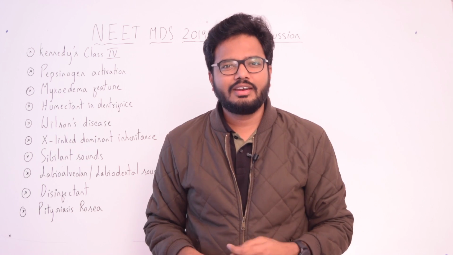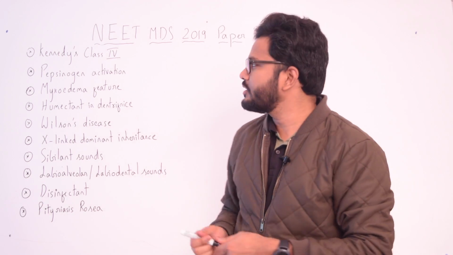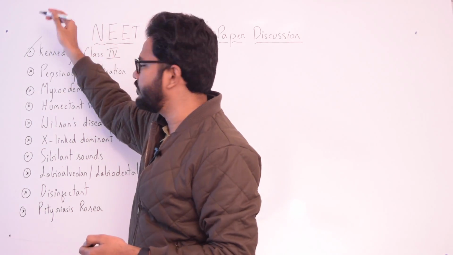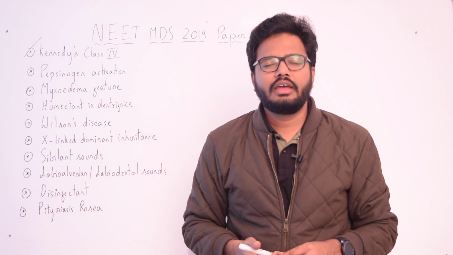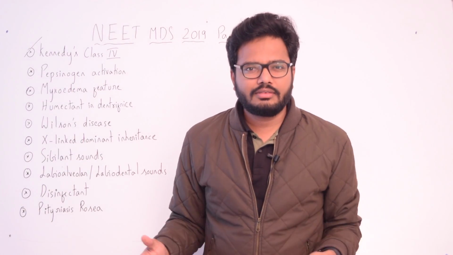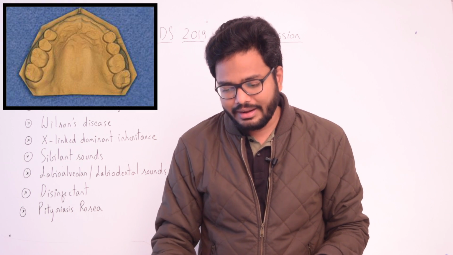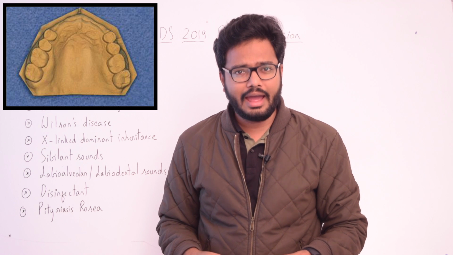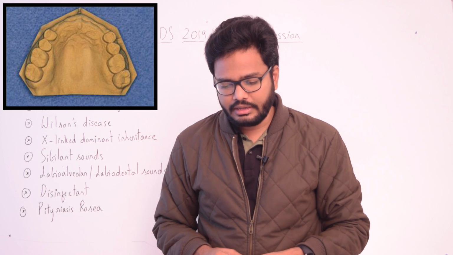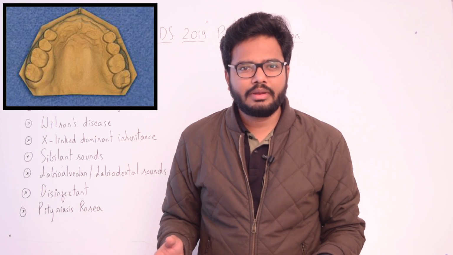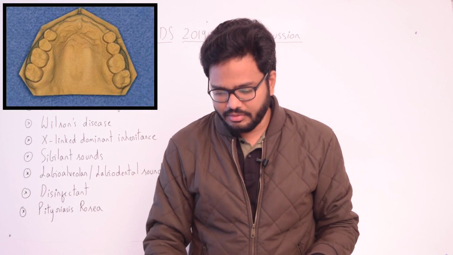Hi, in this video let's discuss the next set of questions, starting with Kennedy's class 4. We have a classification for partial edentulous areas, class 1 to class 6. So Kennedy's class 4, as you can see in the image, is a single bilateral edentulous area located anterior to the remaining natural teeth, and this crosses the midline as evident in the image, isn't it?